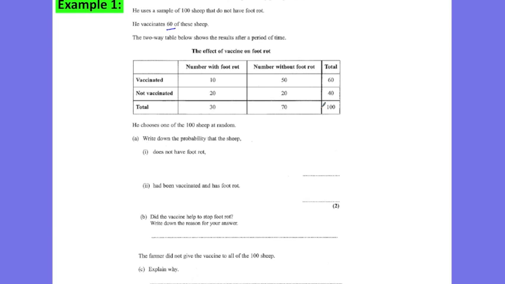In the next part, we're told that he chooses one of the 100 sheep at random. We know this is therefore to do with probability. And asked to write down the probability that the sheep does not have foot rot. So the probability it does not have foot rot. We look here and we say how many sheep do not have foot rot? 70 out of our total 100.